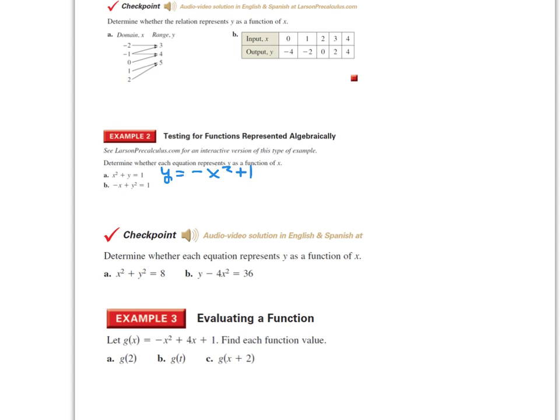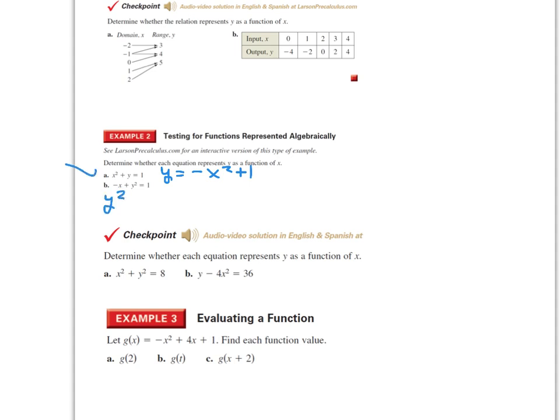So if I put in x is 1, then y is 0. If I put in x is 2, then y is negative 3. It doesn't matter what x comes in, I'm going to have a distinct y. It means I'm not going to have a repeated y. So this is a function. Let's take a look at the next one.